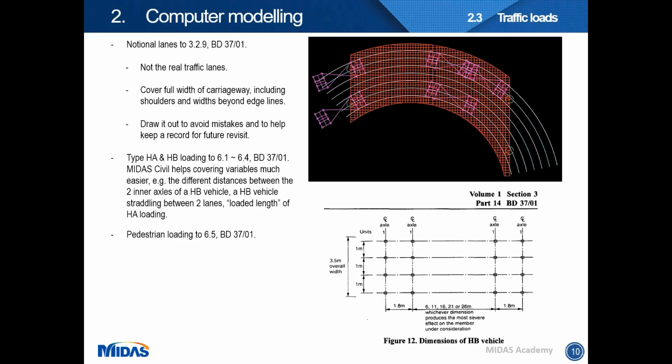So let's share a bit about the traffic loading to the bridge. The contents here is more to those who are not familiar with BS5400 and BD3701, which are used to design this bridge. So notional lanes are set out for the application of traffic loads. So what are notional lanes? So this bridge in actual is actually a unidirectional and single lane U-turn. So there is only one actual lane.